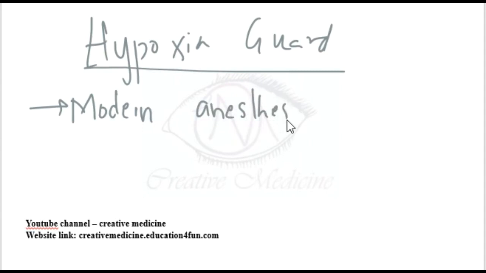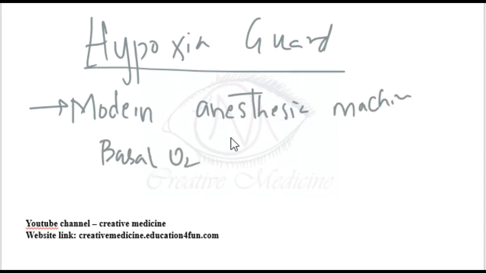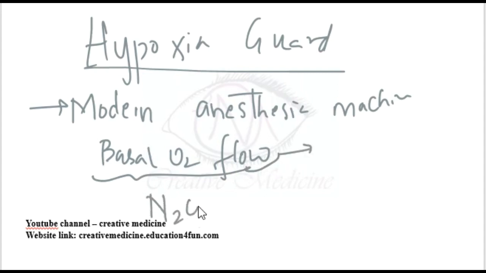Here we have basal oxygen flow present in the anesthesia machine. So what does this mean? What is basal oxygen flow? In any case, some amount of oxygen will always be flowing into it. For example, even if you open the nitrous oxide valve, some proportion of oxygen will always be opened.